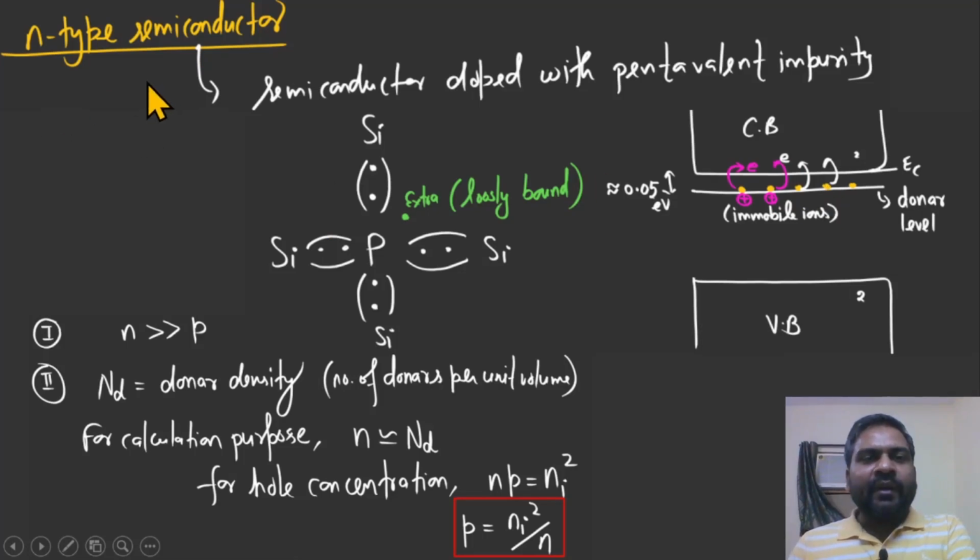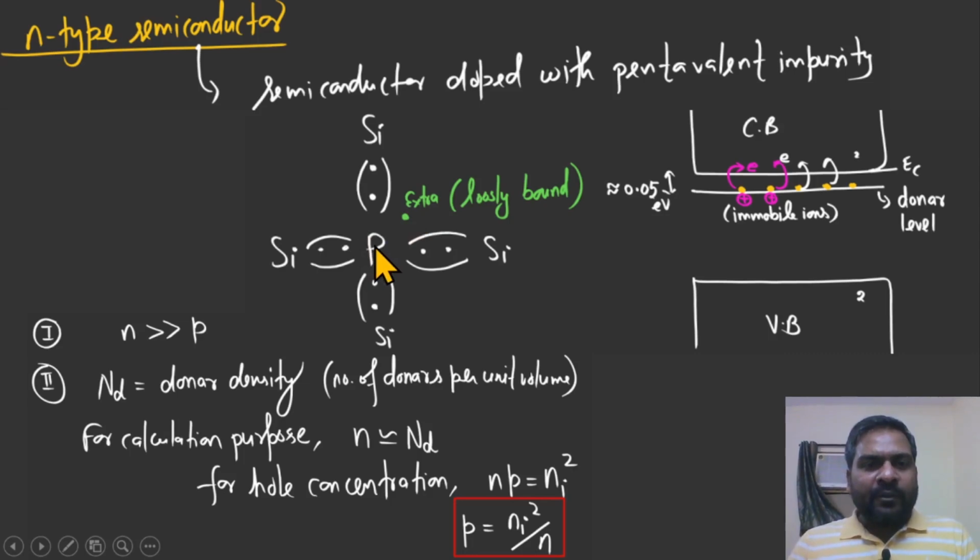So the n type semiconductor is doped with pentavalent impurities, and the doping concentration is very small, so it will not destroy the structure of the silicon. Its concentration is in ppm, like 1 ppm, 10 ppm, etc. Parts per million means out of 10 to the power 6 atoms, the impurity is 1 or 2.